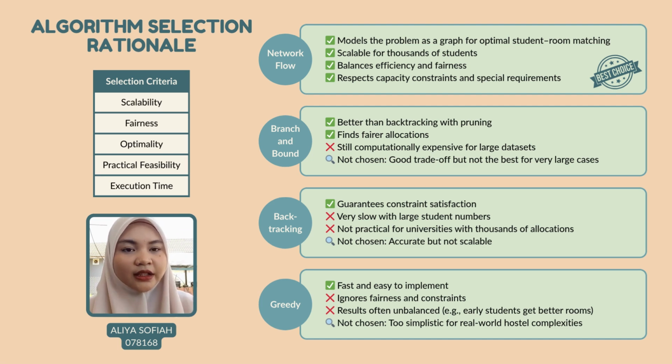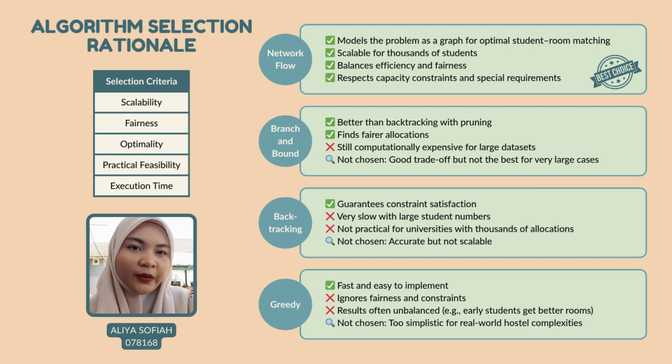And the last one is greedy algorithm. Greedy algorithm is fast and very easy to implement, but it cannot backtrack, which ignores fairness and constraints, often resulting in imbalance. For example, the early students can get better rooms, but the other students that are late cannot. So we do not choose it, as it is too simple for real-world hostel allocations.